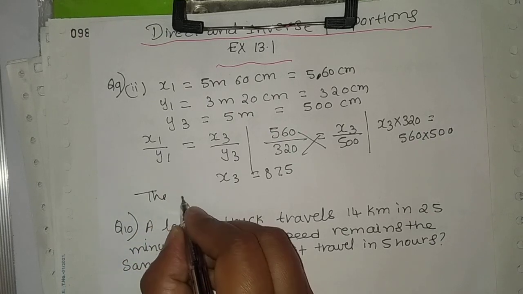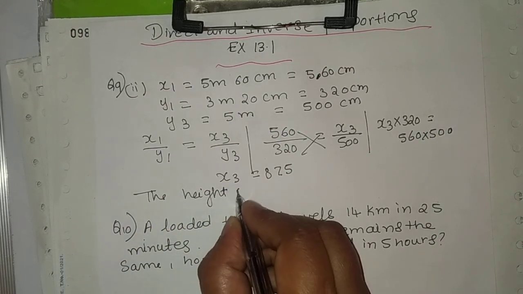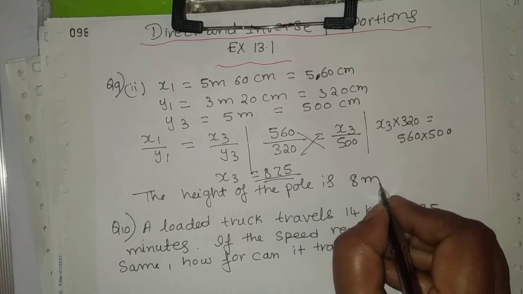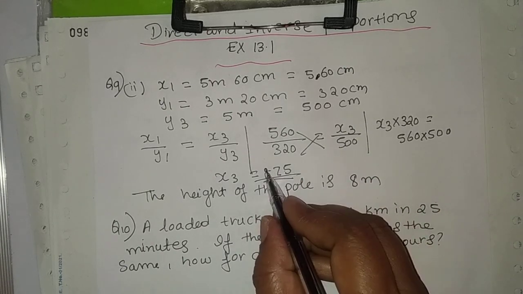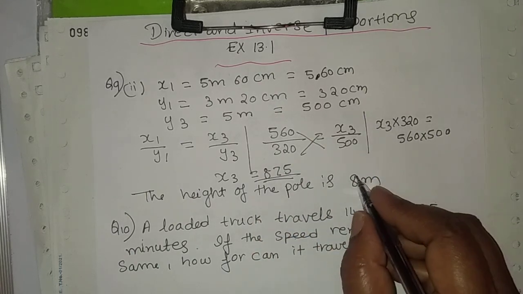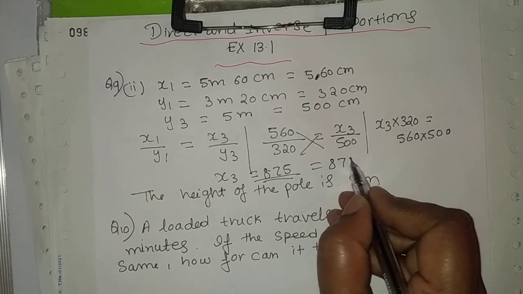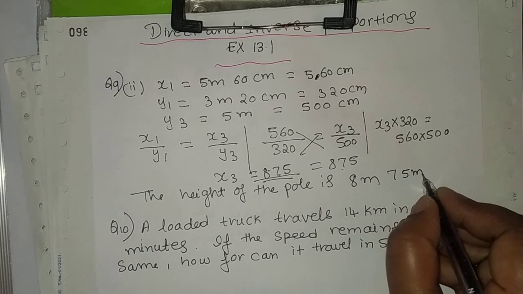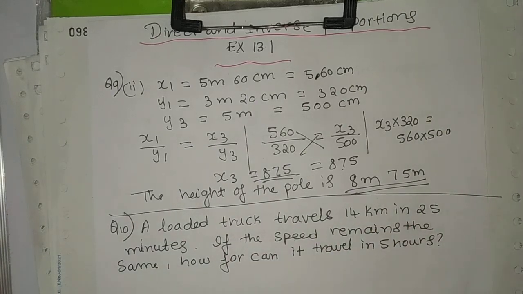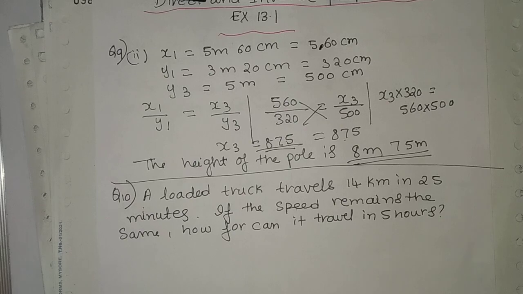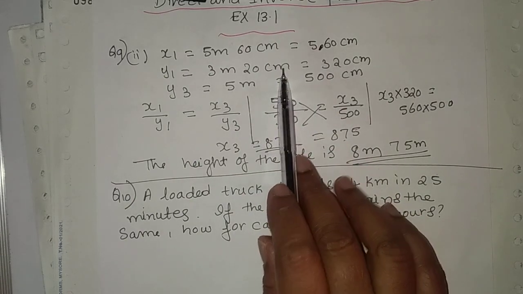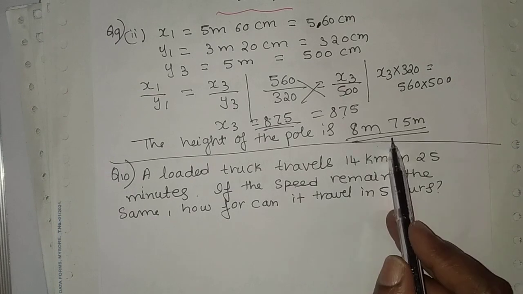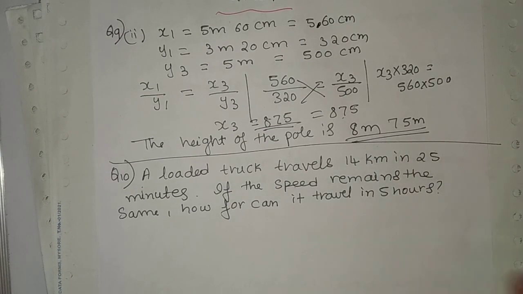So we can write the height of the pole is 8 meters and 75 centimeters. Since we converted here into centimeters, this is 875, which can be written as 8 meters and 75 centimeters. So be careful while converting this. In the first case we found out the shadow, therefore we converted into meters. Now we are finding out the pole length, therefore we converted into centimeters. Finally we kept this in the form of meters and centimeters.